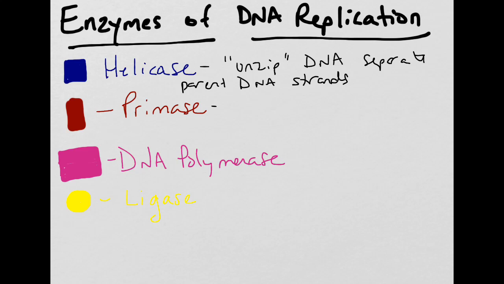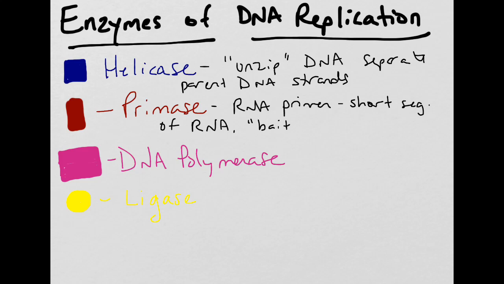Primase is going to lay down an RNA primer. This is a short segment of RNA, and I like to say it's like bait. It's like bait for DNA polymerase, so that DNA polymerase knows where to start.